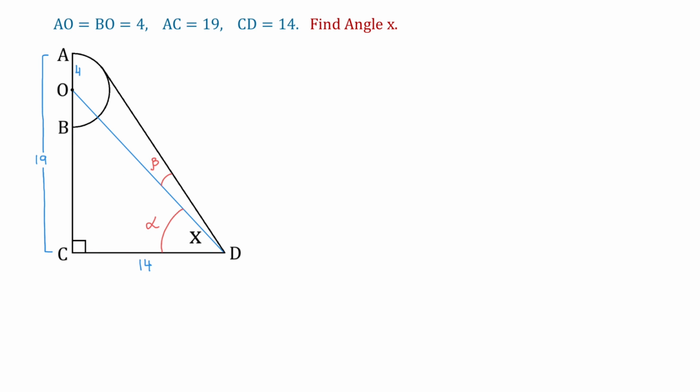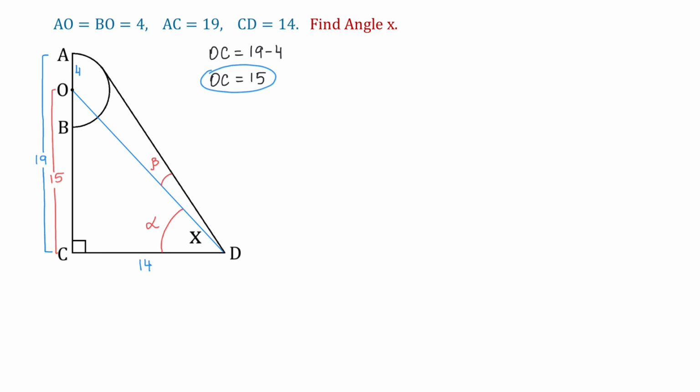In this triangle, we have one side, and to find the side OC, we will subtract 4 from 19. Then OC equals 15. So now in this triangle, the side opposite of angle alpha is 15 and the adjacent side is 14. Then we can find angle alpha using the tangent function.